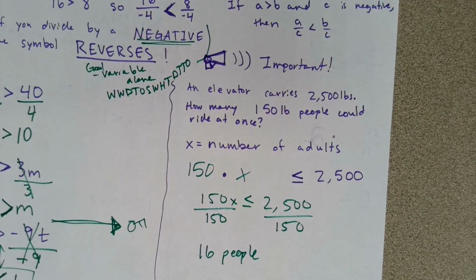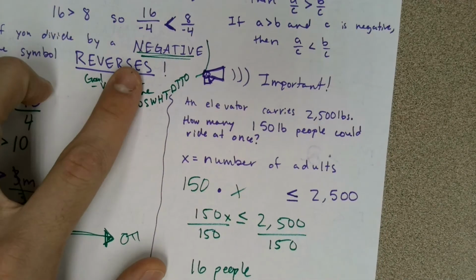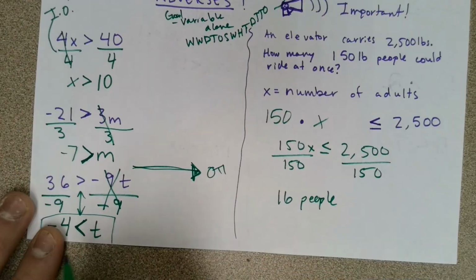Big takeaway from those problems so far. If you divide by a negative, the symbol reverses. We divided by a negative down here, we reverse that symbol. We did some practice with that today.